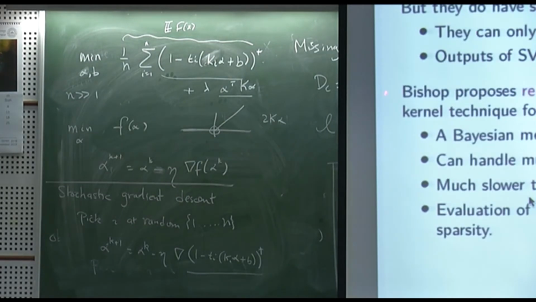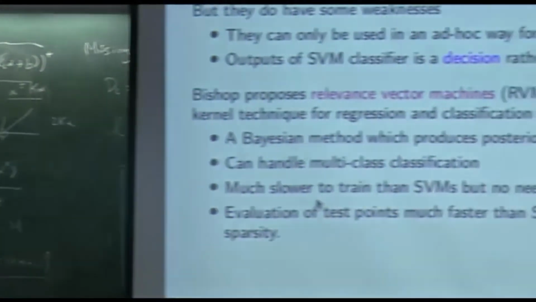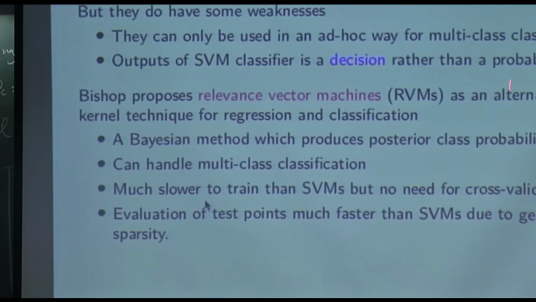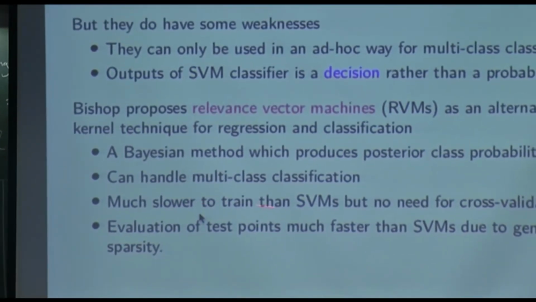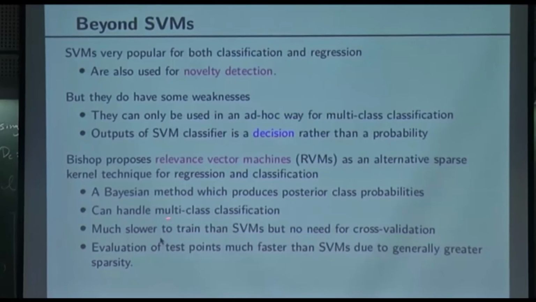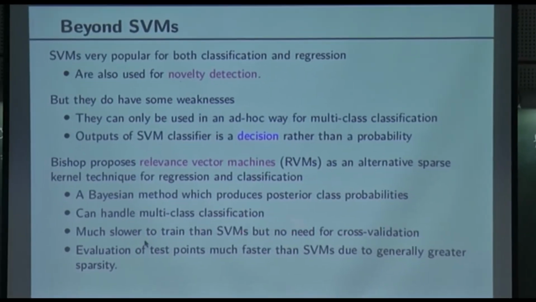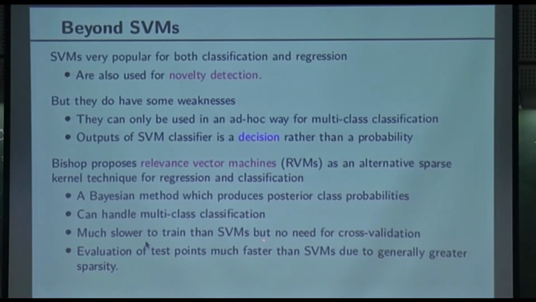So Bishop has proposed a new method called relevance vector machines, and I'll show you a little picture of it as we go along. As an alternative to sparse kernel techniques for regression and classification, this is a Bayesian method which produces posterior class probabilities, and can handle multi-class classification. It's much slower to train than SVMs, but then you don't need cross-validation anymore. You end up getting rid of cross-validation. Evaluation of test points is much faster than SVMs due to generally better sparsity. It has greater sparsity to do better.